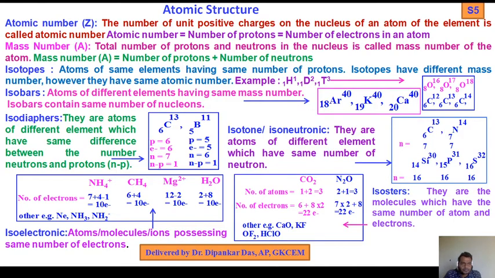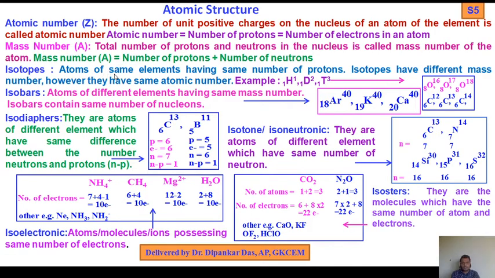In the case of mass number, which is denoted by capital A, the total number of protons and neutrons in the nucleus is called the mass number of the atom. So how many protons and how many neutrons are present in that nucleus, that is called mass number.